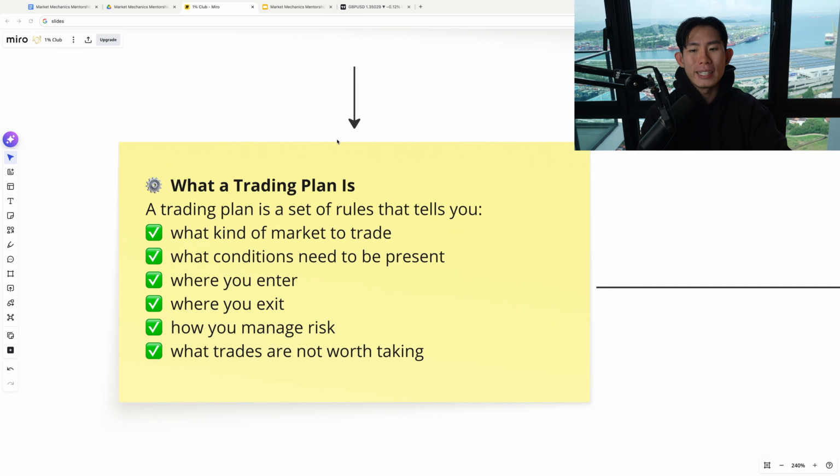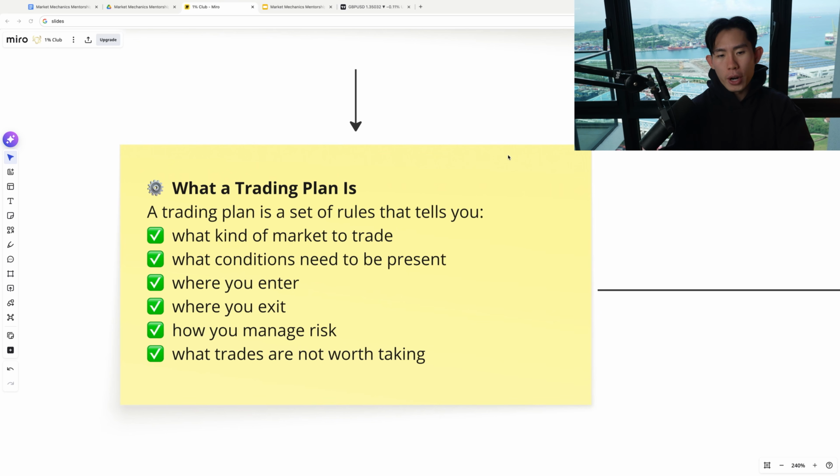Right? So what actually is a trading plan? A trading plan is simply a set of rules that tells you what kind of market to trade, what conditions need to be present, where you enter, where you exit, how you manage risk, and what trades are not worth taking. That's it. It doesn't need to be complicated, right? It just needs to be simple. It just needs to lay out all the rules that you need to follow every single day.